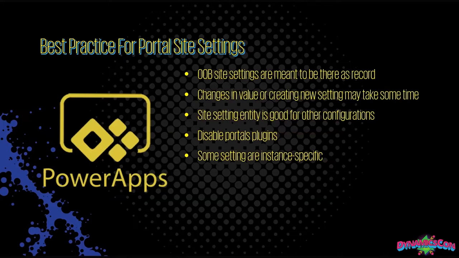Make sure that there is no white space in the site setting values. Some site setting values are instance specific, for example, Azure AD B2C related site settings, hence don't include site settings on each deployment. Sometimes what happens is, if you make changes in the site setting, it may require you to refresh the portal cache. If it still doesn't work, then you need to restart your portal, and it depends on the instance.